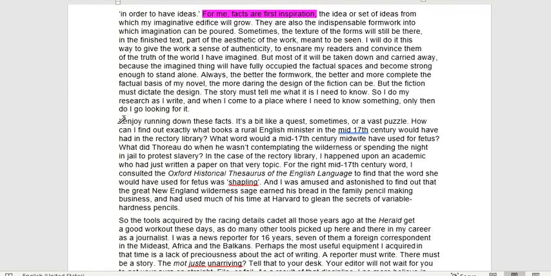You can see that each of her paragraphs as well link into the next. So, even the beginning of this paragraph here, I enjoy running down these facts. A nice little metaphor that she's giving, but we'll keep going on.